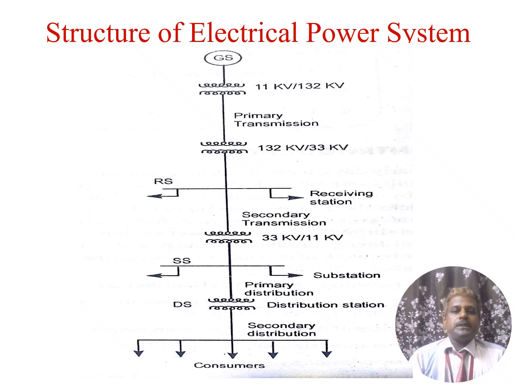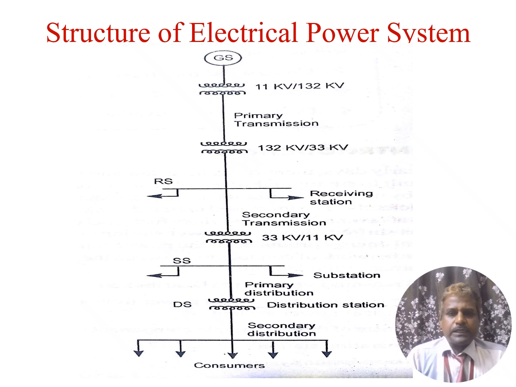Here, we have two types of transmission: one is the primary transmission and the other is the secondary transmission. The 132 kV is given to the primary transmission, then it goes to the receiving stations where the 132 kV is reduced to 33 kV. The main function of the primary transmission is to transmit the 132 kV from the generating station to the receiving stations.